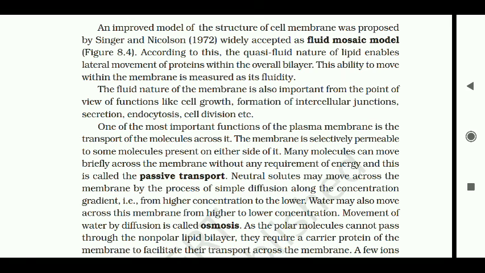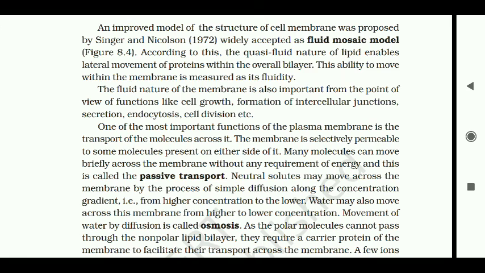The fluid nature of the membrane is also important from the point of view of functions like growth, formation of intracellular junctions, secretion, endocytosis, cell division, etc. One of the most important functions of the plasma membrane is the transport of molecules across it. The membrane is selectively permeable to some molecules present on either side of it. Many molecules can move freely across the plasma membrane without any requirement of energy, and this is called passive transport.